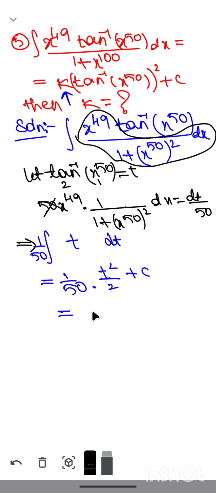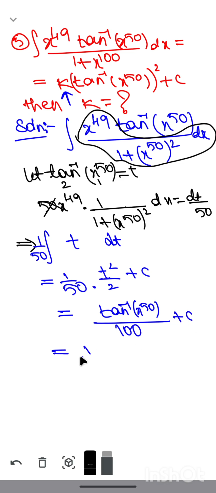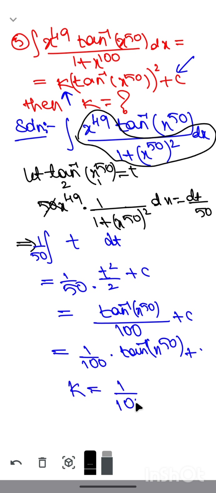So when I multiply this, t square into 1 is t square, and here the value of t we have assumed is tan inverse of x power 50. Tan inverse of x power 50 whole square divided by 2 into 50. What is 2 into 50? 1 divided by 100 plus c we will get. Or if I segregate this 1 divided by 100 separately, it looks like this: 1 divided by 100 into tan inverse of x power 50, whole square, plus c. Now if I compare this answer with the given RHS, in place of k we have the value 1 divided by 100. So the required value of k is 1 by 100. Yeah, this is our required solution.